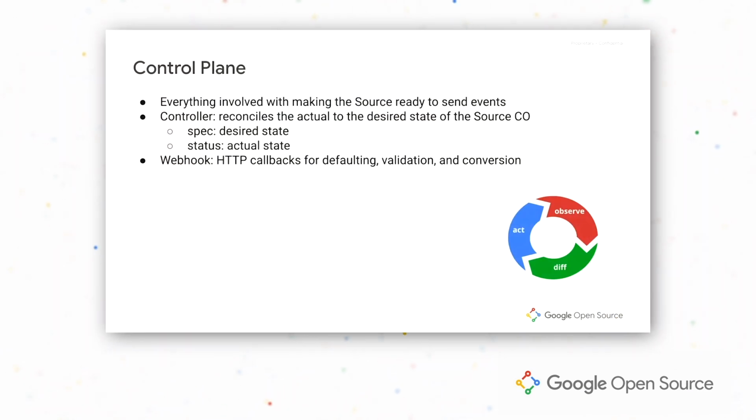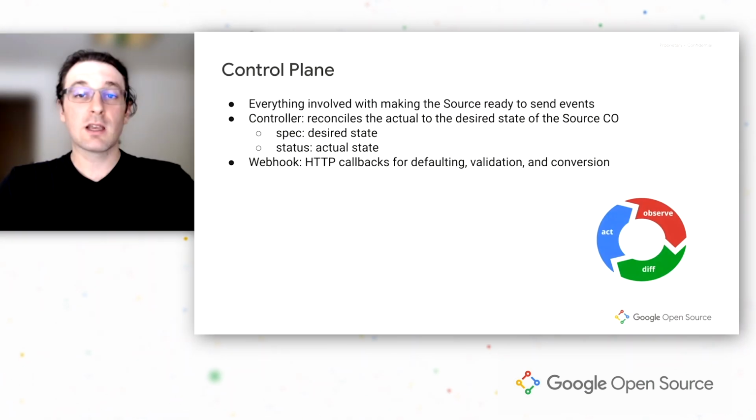As we mentioned, if you make your own CRD, then you're going to have to implement your own control plane. The control plane is everything involved with getting a source ready to send events, but not actually sending the event itself. It's generally built up of two pieces, the controller and the webhook. The controller will read the spec of every custom object and then write out the status of every custom object, running in a loop forever, where it observes the real world, diffs against the desired state from the custom object, and acts to make the real world match the desired state.